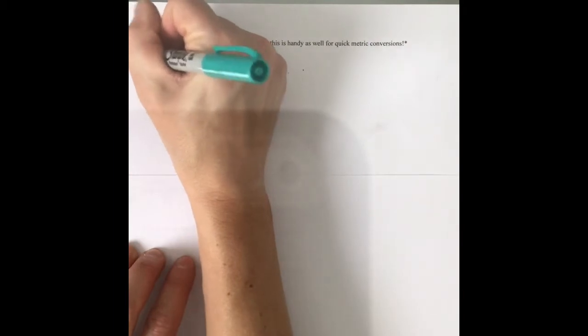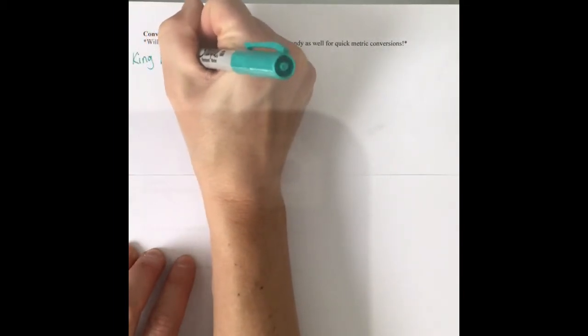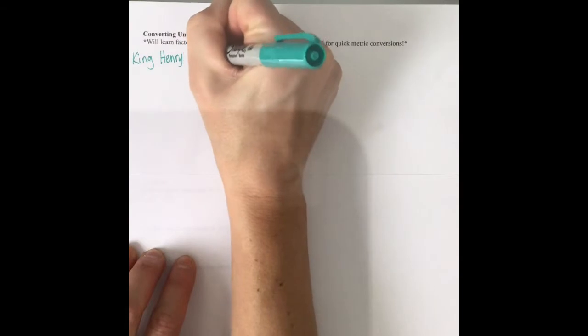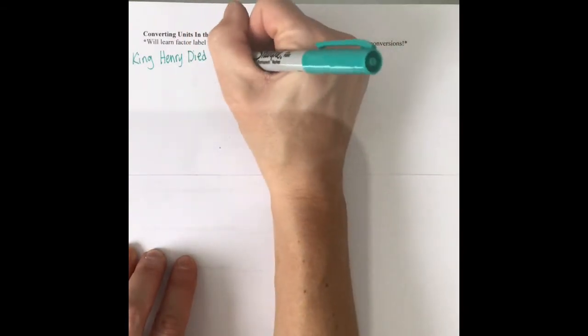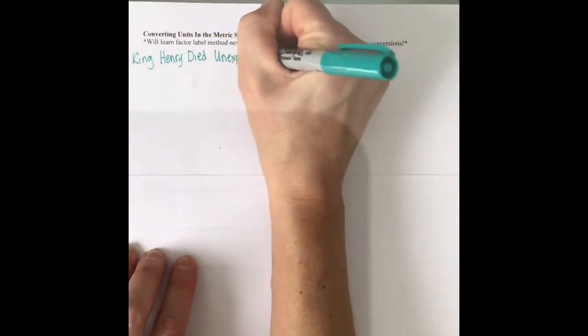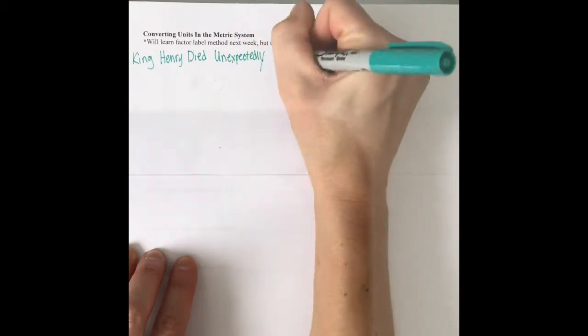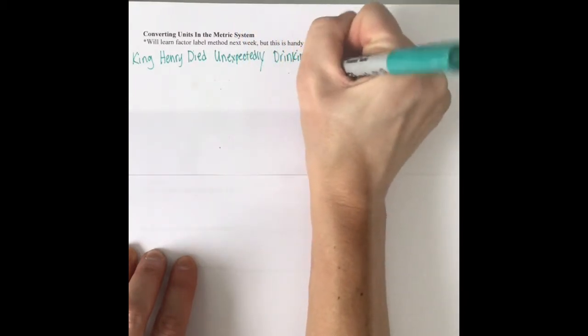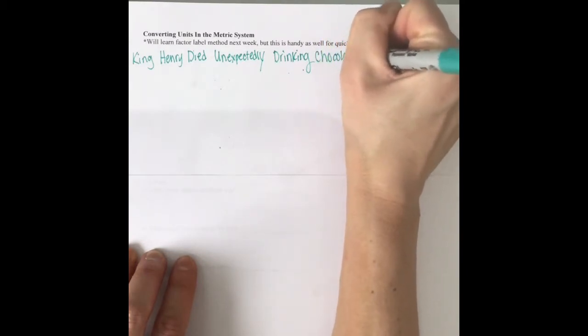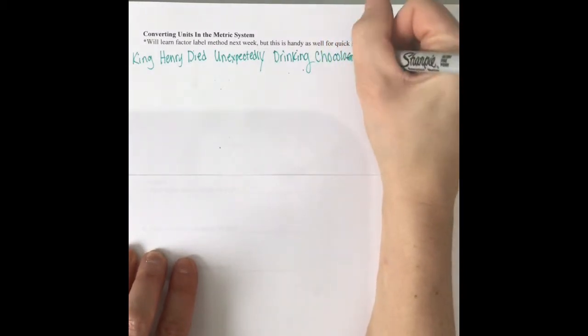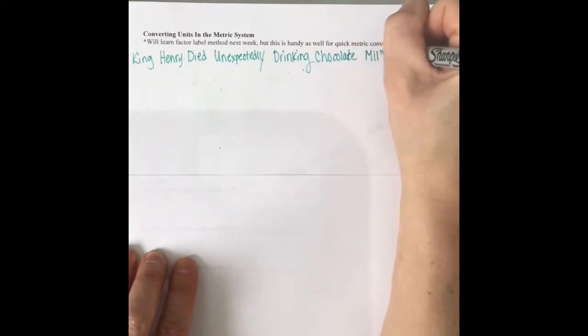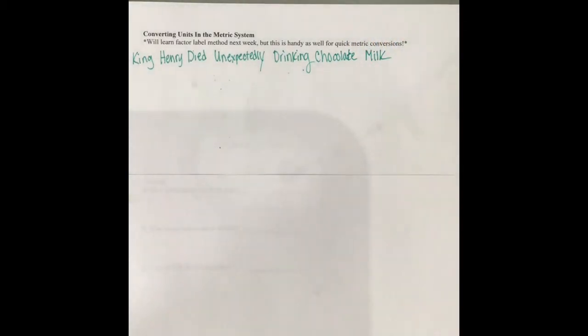So I like to remember a saying, and it goes like this. King Henry died unexpectedly drinking chocolate milk. King Henry died unexpectedly drinking chocolate milk.